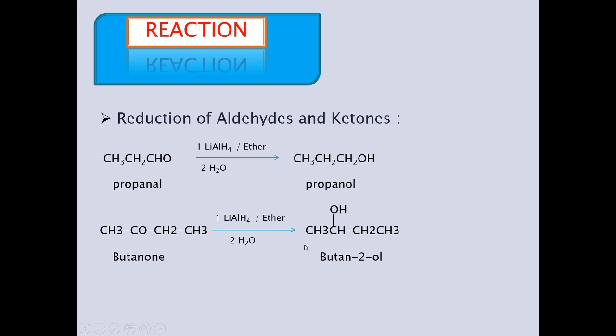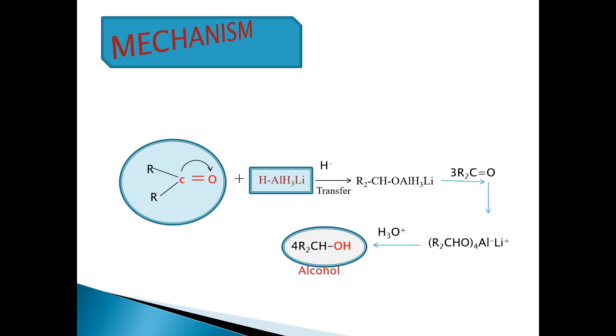The next point we have to see here is the mechanism. What is the mechanism? Mechanism means how the product is formed from the reactant. Here we use a step-by-step process. That step-by-step process is called the mechanism. So we first take the example of a general ketone.